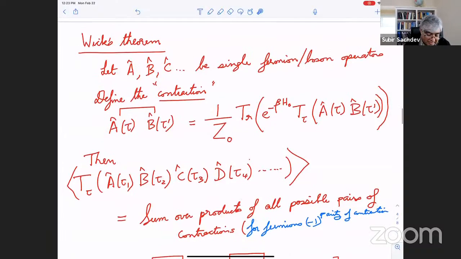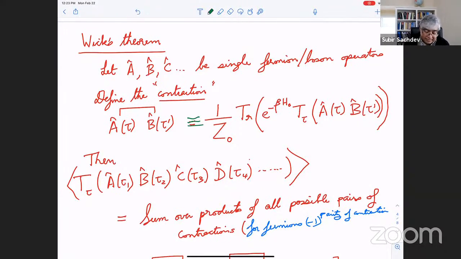So the contraction is basically the Green's function I showed you earlier, but it's evaluated with the free Hamiltonian H naught. So this is the G zero, or the zeroth order Green's function when V is zero. This is defined as the contraction of A hat times B hat at T prime. It's defined to be exactly this, okay.